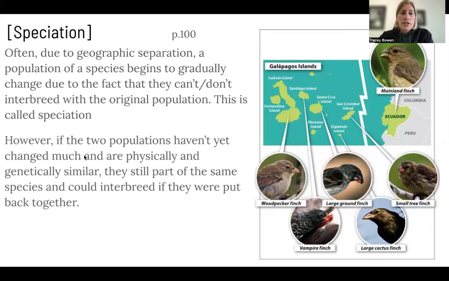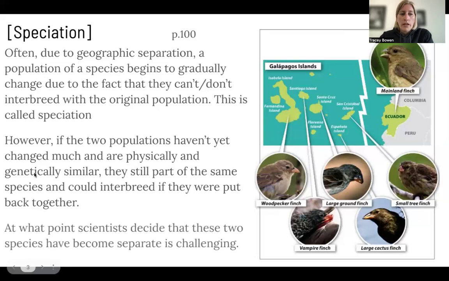However, if the two populations hadn't yet changed very much physically or genetically, and were still quite similar, they would still be part of the same species and could interbreed if they were put back together. So at what point do scientists decide that these are two species that we can now classify separately is difficult, because obviously they sometimes are not interbreeding because of that geographical isolation. Unless we were to move them, they wouldn't be interbreeding in any way.